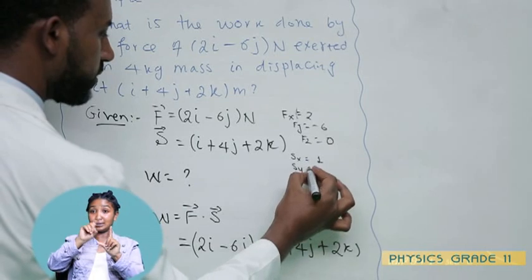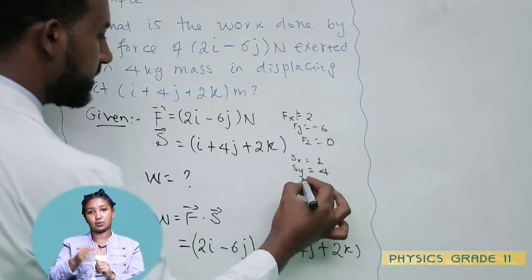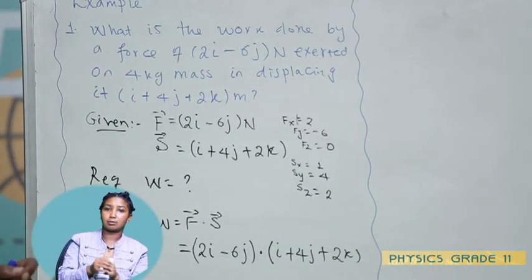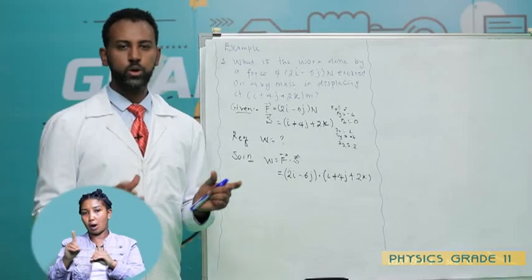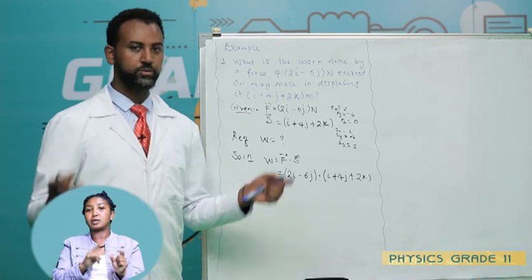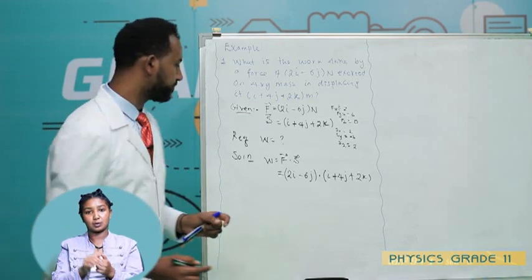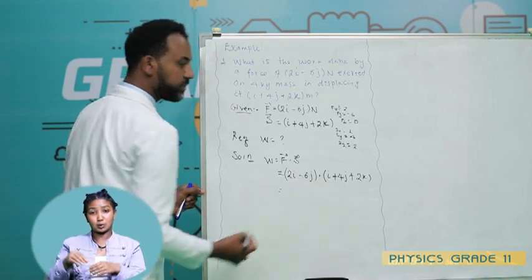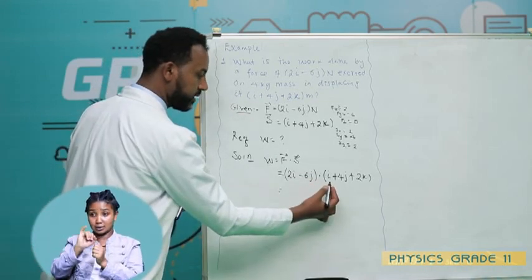Whereas the y component of the displacement is 4, and the z component of the displacement is 2. By the way, it's possible to use the component method and the row method. You do have such a method in Unit 2. Now, when we multiply this, 2 can be multiplied with 1i.